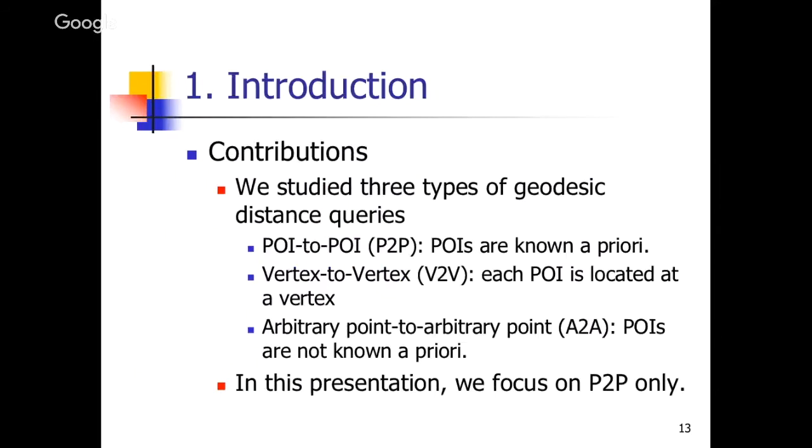So let me summarize my contributions. We studied three types of distance queries on the terrain surface. The first one is POI to POI query, P2P in short, where POIs are known a priori. The second one is vertex to vertex distance query, V2V in short, where each POI is located at a vertex. And third one is arbitrary point to arbitrary point query, A2A in short, and POIs are not known a priori. So in this presentation, I focus on P2P only for the sake of the limited time.